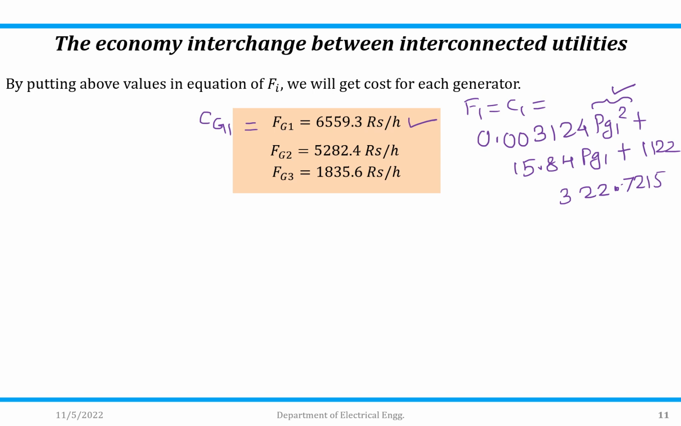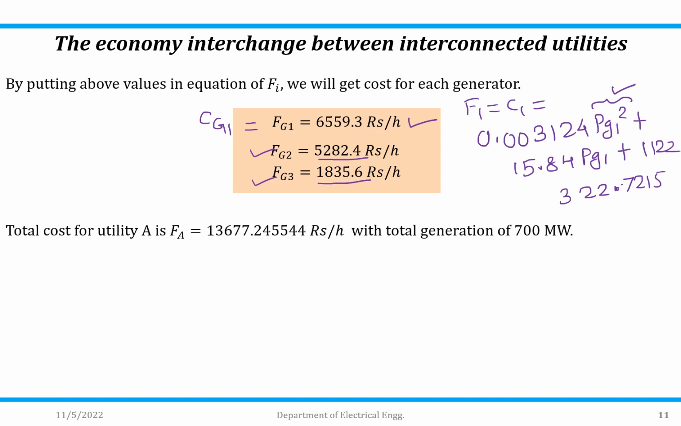Similarly, go through the cost equations for generator G2 and generator G3. Put the values of PG2 and PG3 that you got in the earlier step and find the values of FG2 and FG3, which are 5282.4 and, for the third generator, 1835.6.